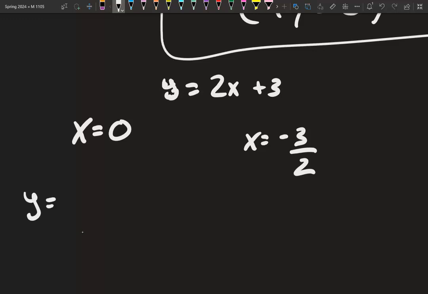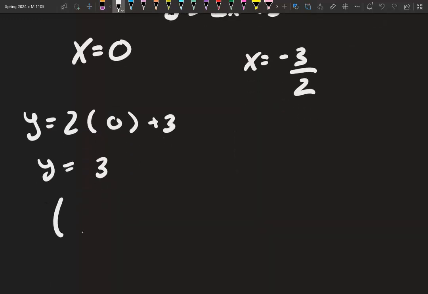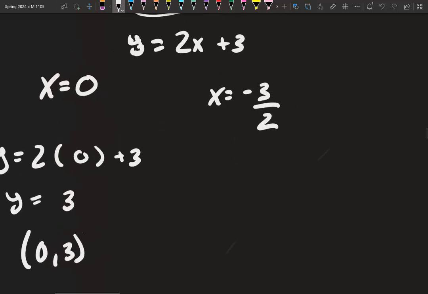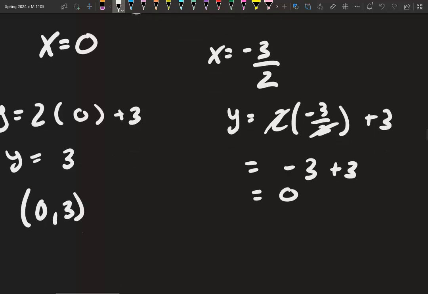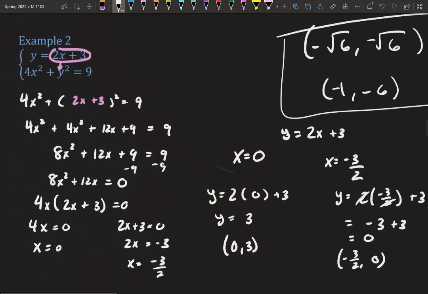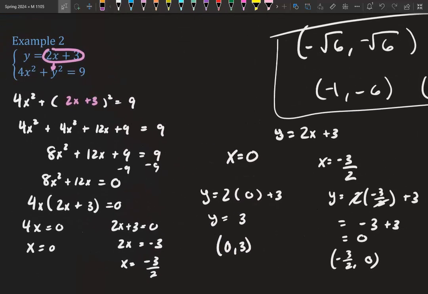So we have y equals 2 times 0, plus 3. So we have y equals 3. So that's 0, 3. Alright, then we'll have y equals 2 times negative 3 over 2, all plus 3. Our 2's cancel out, so we have negative 3 plus 3, and that's 0. So that's negative 3 over 2, 0. You can graph both of these because you know how to graph a line and you know how to graph a quadratic or a circle. If you graph them, that's exactly where they would meet.